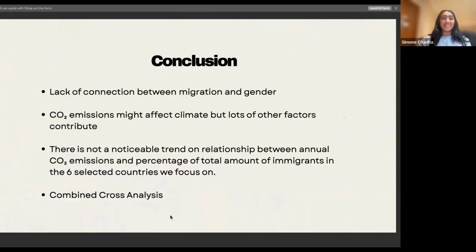I'm sorry. In conclusion, there was a lack of connection between migration and gender, and CO2 emissions might affect climate, but a lot of other factors contribute, especially related to migration. So it's possible that it could be due to political instability or other climate-related measurements. And then there was not a noticeable trend in the relationship between the annual CO2 emissions and the percentage of total immigrants in the 6 selected countries that we focused on.